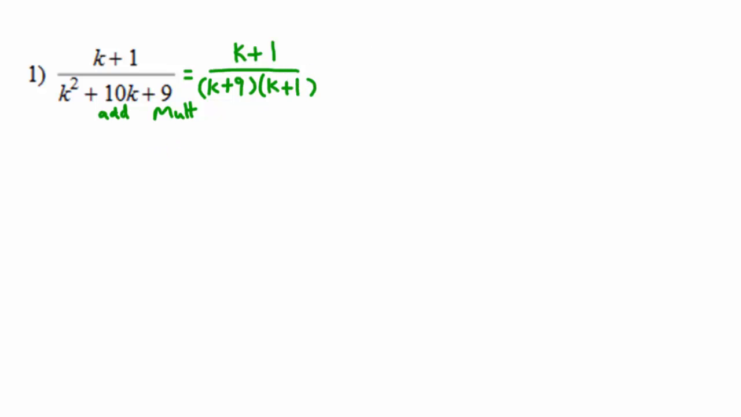And so once I do that, now if there's something that's alike on top and bottom, I can cancel them out. So the k plus 1 on top and the k plus 1 on bottom, those do cancel. When I cancel everything from the top, I have to put a 1 to show that it's a fraction, because this k plus 9 has to be on the bottom of our fraction. It will not be on top.